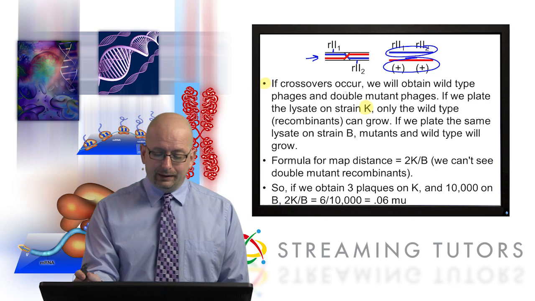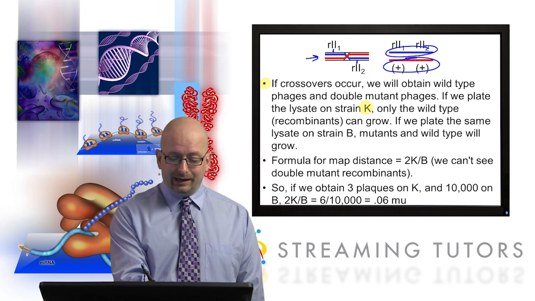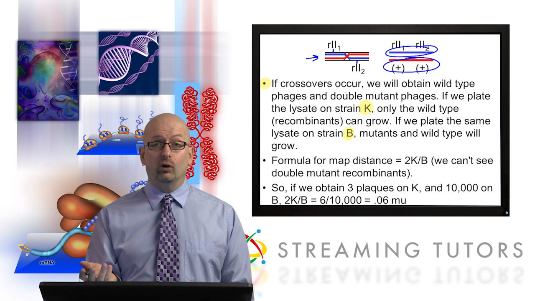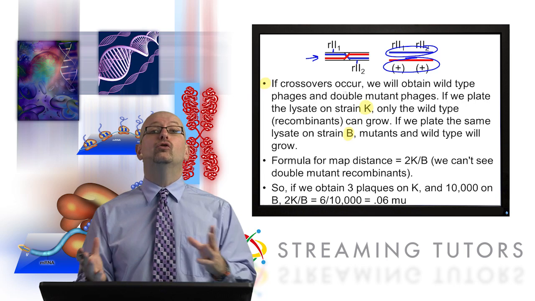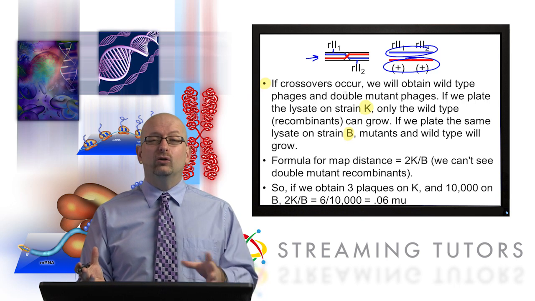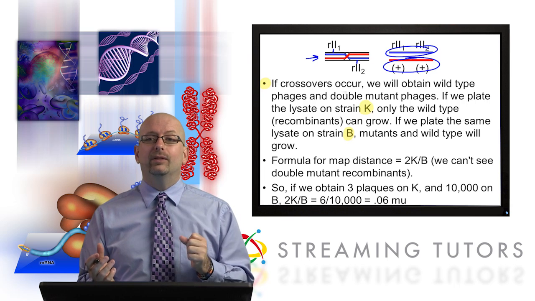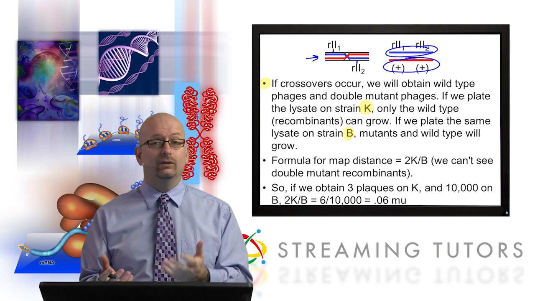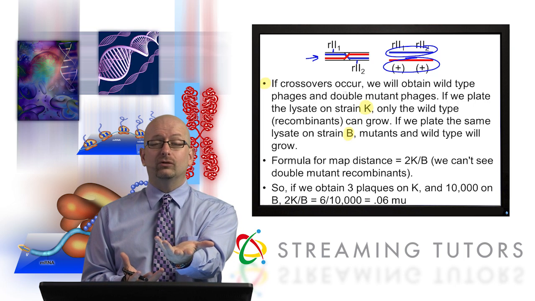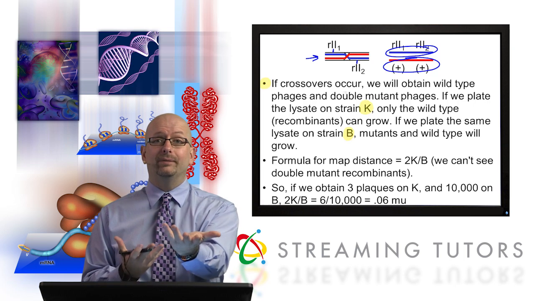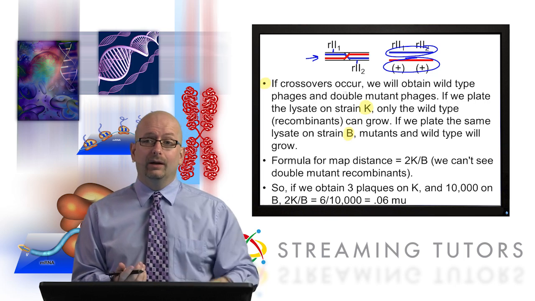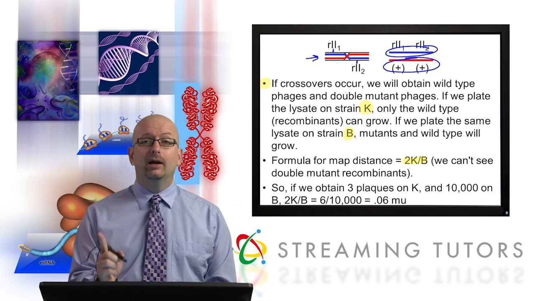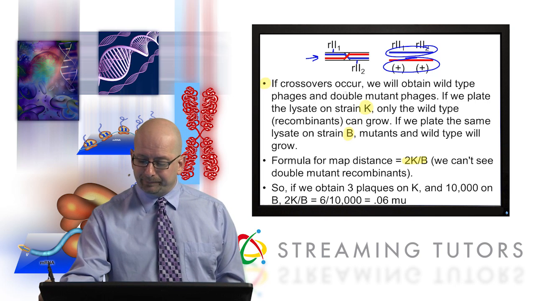Now, if you take the same lysate and plate it on strain B, remember, mutants and wild type will grow. That'll give you a number for the total number of progeny. So it's a way of separating out the mutants and the wild type in a very, very easy way. You plate them on two different strains. Only wild type can grow on one. Everybody can grow on the other. The formula for map distance in this case is 2K over B. And I hope you can see why.